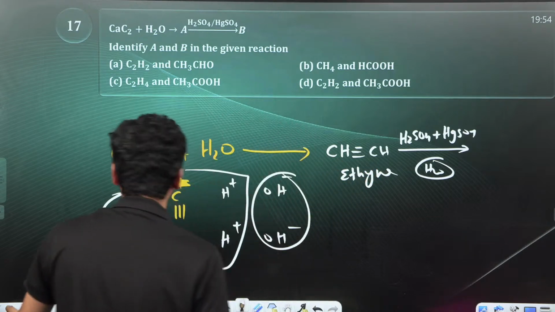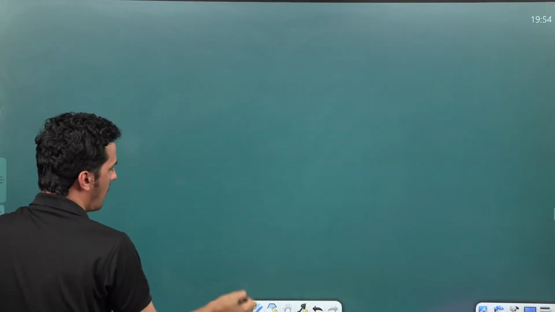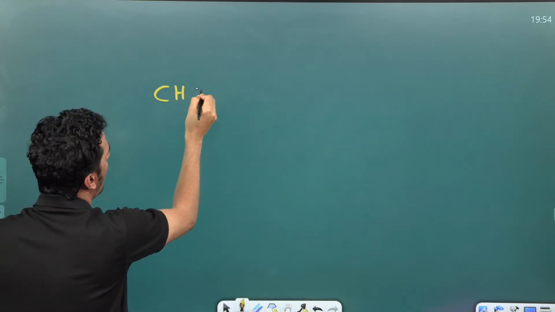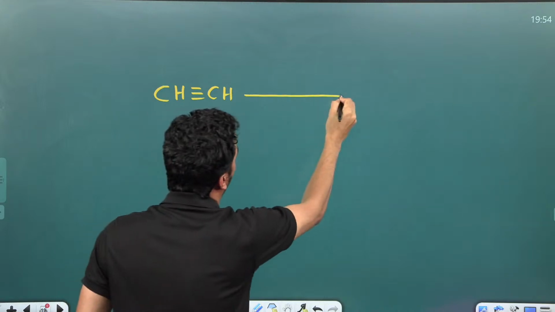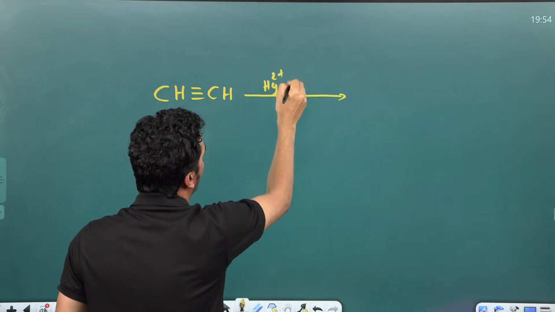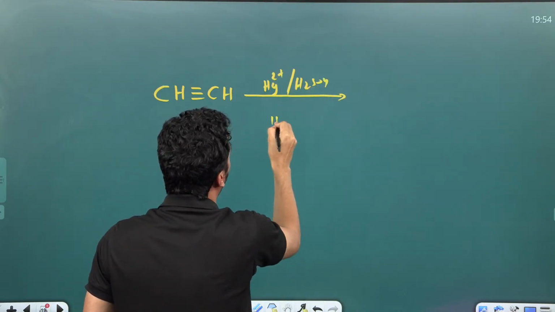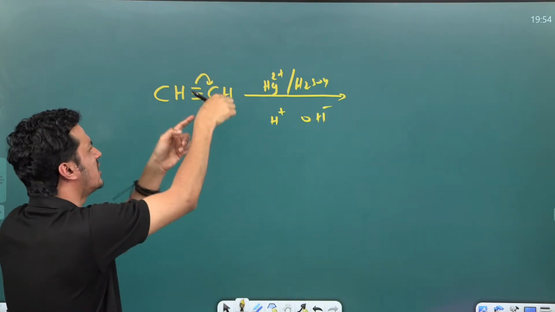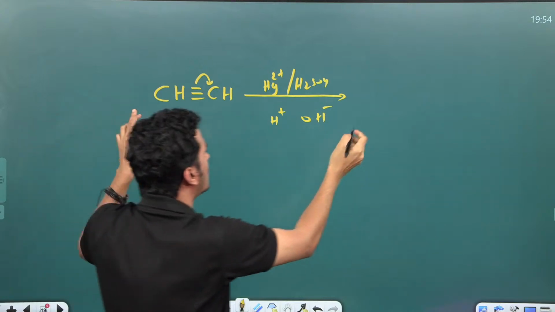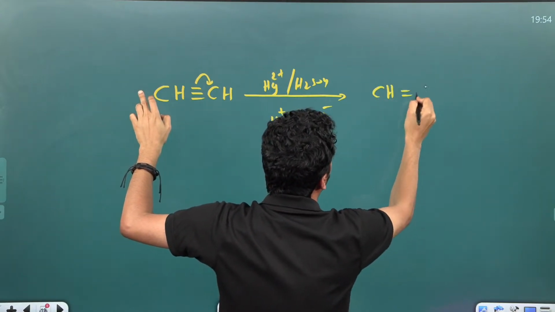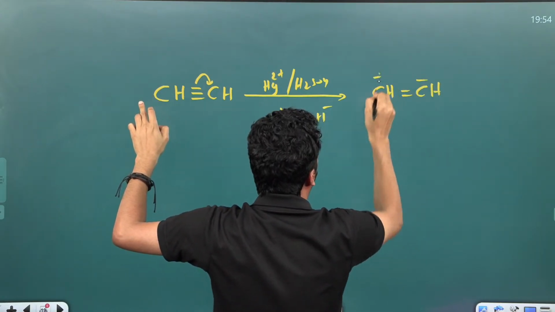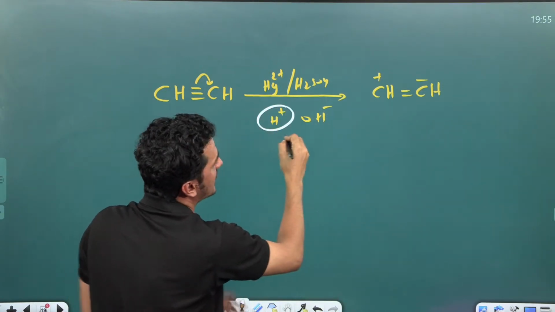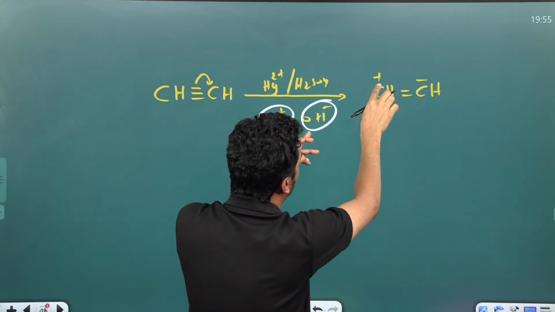What you will get, guys? What you will get? I will draw here. I hope you can see this one. CH triple bond CH. To that you are adding water in presence of Hg2 plus and H2SO4. Okay, you have to add H plus OH minus. So now what will happen? Here this bond will shift to here, not only to here or here, both are same, symmetric. So that will become CH double bond CH, this becomes minus, this becomes plus. So this H plus, you can see guys, will go and attach with negative, this OH minus will go and attach with positive.